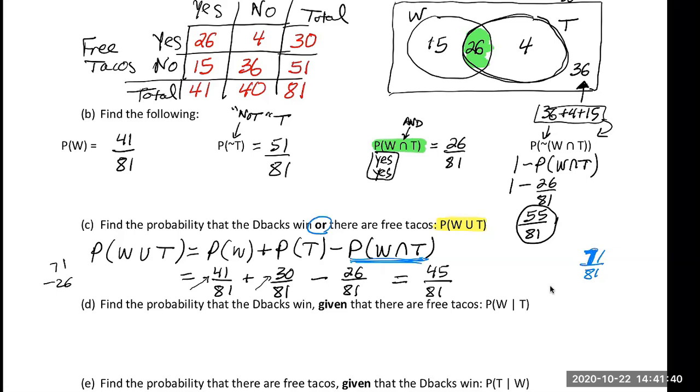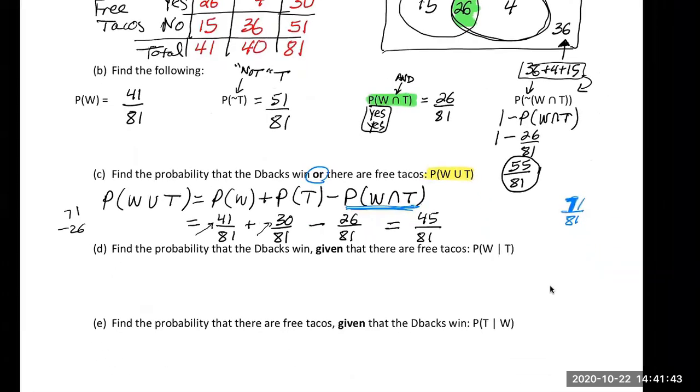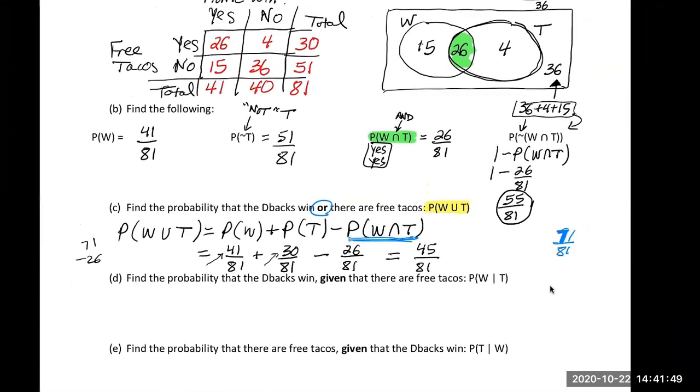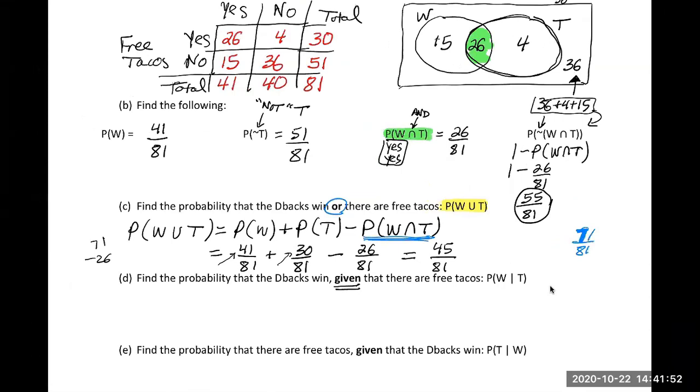The new content today, so everything up to that point isn't really that brand new from previous videos. But the new stuff I'd like to talk about are called conditional probabilities. And a conditional probability, we know we're asked a conditional probability if we have something like this. This is the most common way. There are other ways, but the most common way is a question like D, find the probability that Diamondbacks win given that there are free tacos. The notation there is really important. The notation there is a vertical line, this vertical line right there. We call that such that or given that, and that's telling us our condition, or that's telling us our denominator.